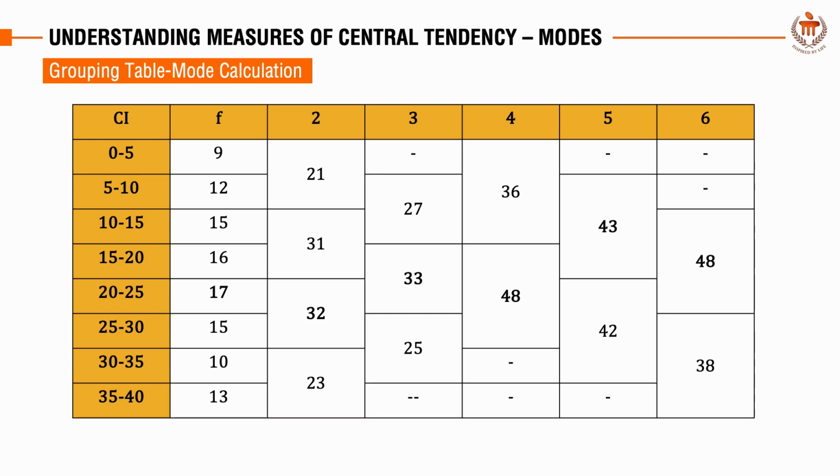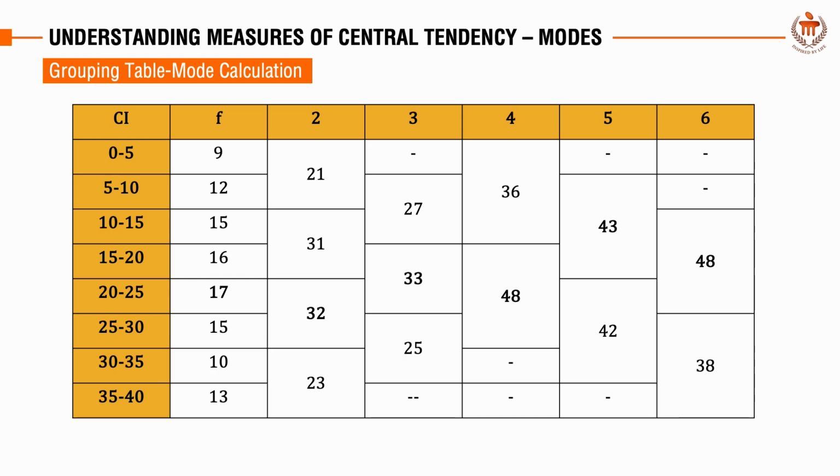Then in column 3, you ignore the first frequency, which is 9, and then make pairs: 12 plus 15, 27. 16 plus 17, 33. 15 plus 10, 25. And one frequency left, 13, ignore it. Then in column 4, you make triplets. 9, 12, 15, add up, you get 36. Then 16, 17, 15, add up, you get 48. After that, you are left with 10 and 13.